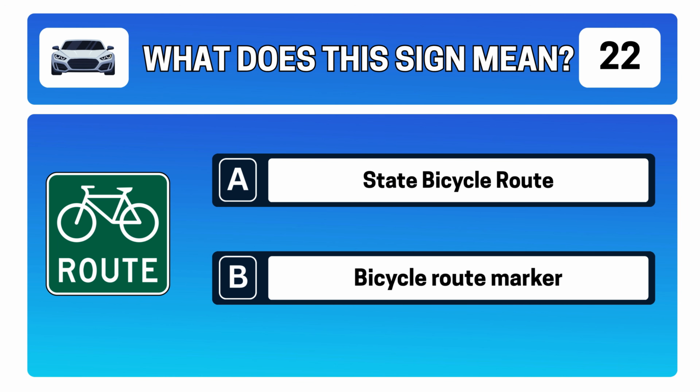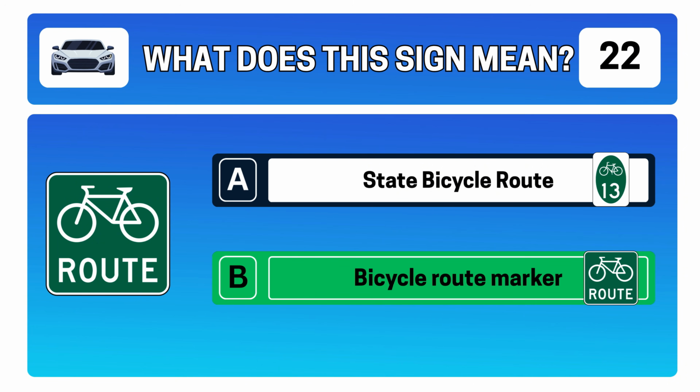Identify this road sign. A. State bicycle route. B. Bicycle route marker. Well spotted. It is the bicycle route marker sign.